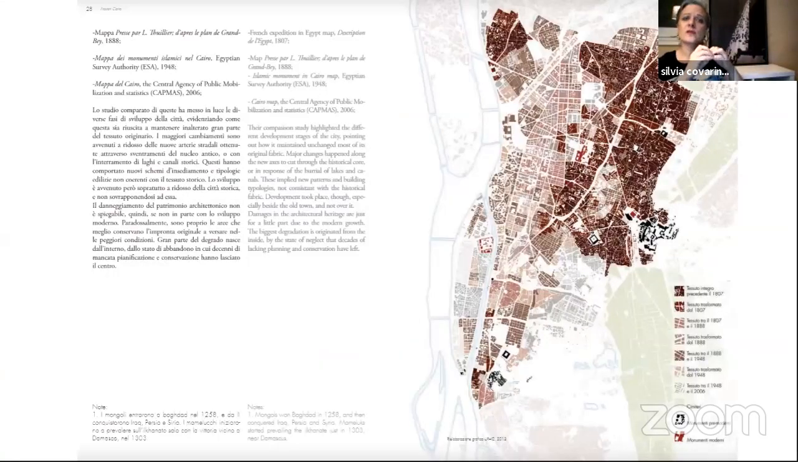I suggest also to have a look. This is an interesting thesis. It's Frozen Cairo, if I remember correctly. One is available in the issue.